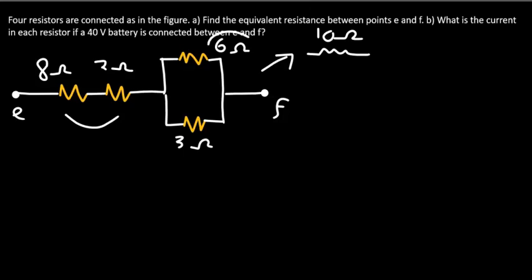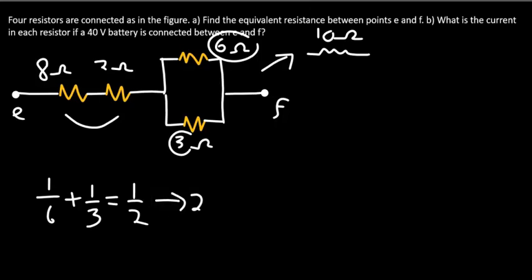Now let's combine now the 6 and the 3. So 1 over 6 plus 1 over 3. So that's going to give you 1 over 2, invert that, you get 2 ohms. So the result of combining the 6 and 3 ohm resistors in parallel is 2 ohms. So you have another 2 ohm here.